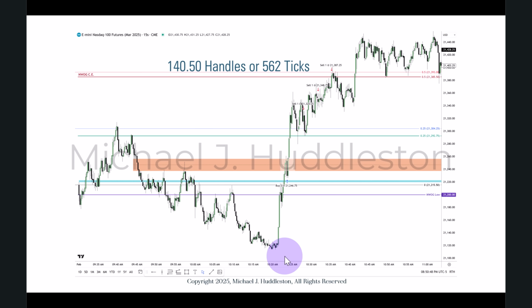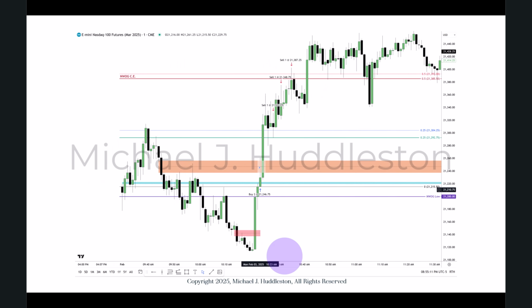In all, over 140 handles or 562 ticks. And if you go back and listen to the telephone channel, I will be prompting you to look at this fair value gap here. And I said, once we were in here, I want to see it trade lower. I favored it going lower, and it did. And then that was your first failure. Okay, so that was the indication there.